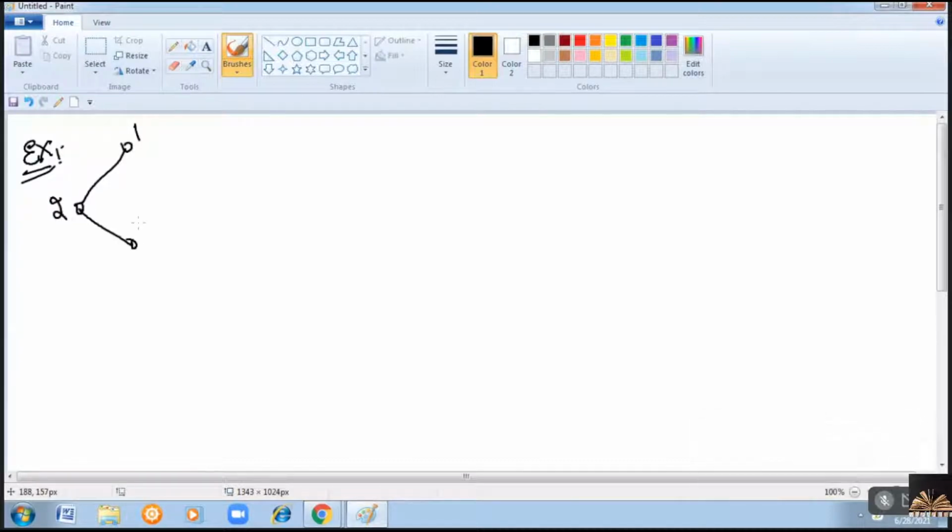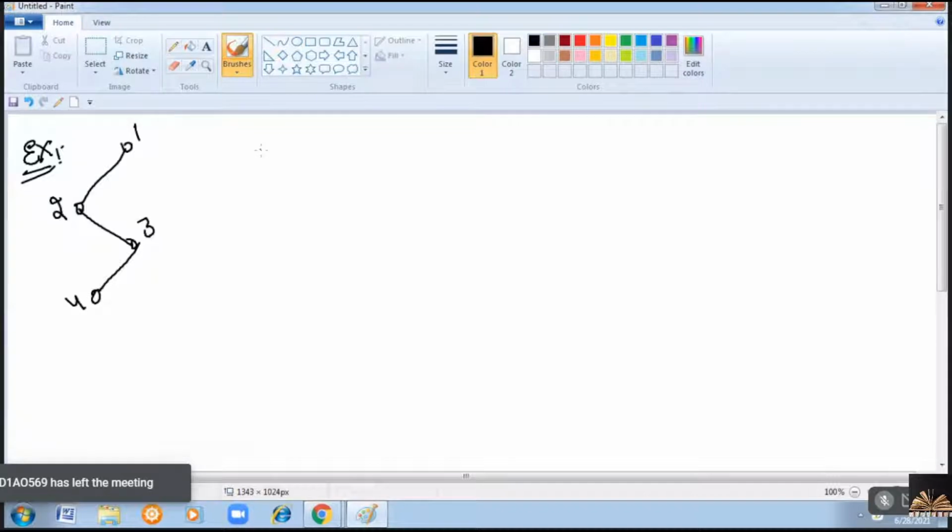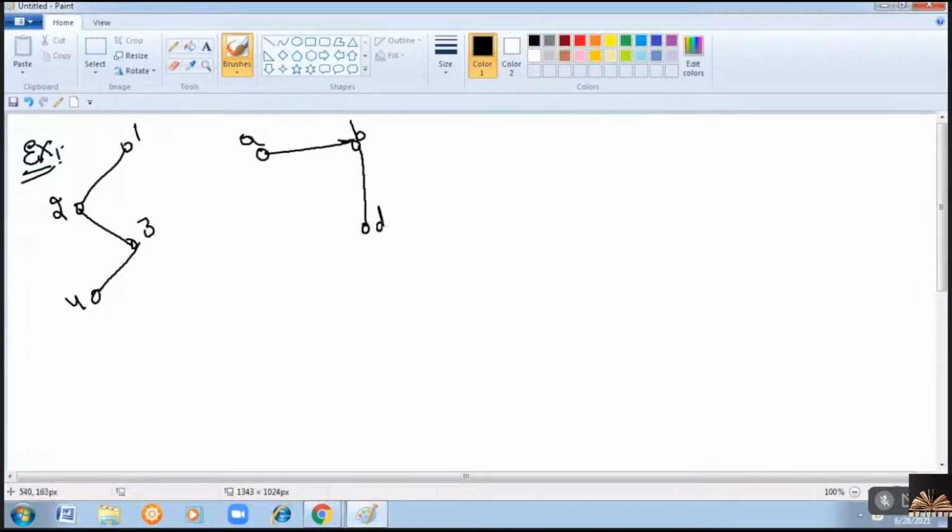Two graphs are given. This is the first graph, G1. This is the second graph. So G1 and G2 are given. What is the first condition? The number of vertices in G1 should be equal to the number of vertices in G2.